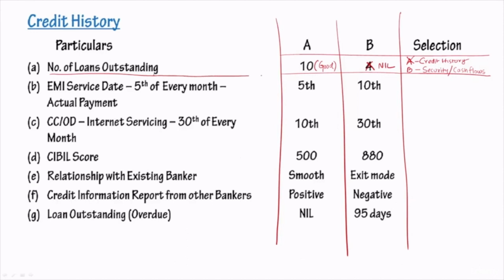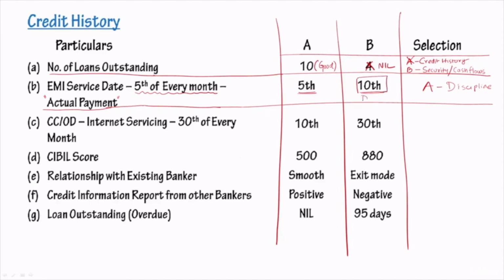Let's say there is another parameter which the bankers are going to look at, that is EMI service date. We know that when bank gives loan, those loans have to be repaid on a fixed date. Let's say for both the customers, already they have taken a loan, they are supposed to pay their EMI, that is equated monthly installment, on the 5th of every month. Let us see when they are actually making the payment. Mr. A is making the payment on 5th itself, whereas Mr. B makes payment only on 10th. So in this case, obviously the bank will go with customer A because he has got credit discipline. He is supposed to pay on 5th, he is paying on 5th itself, whereas B is paying on 10th, so there is a DPD.